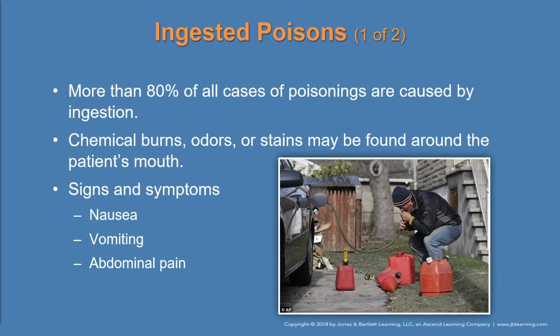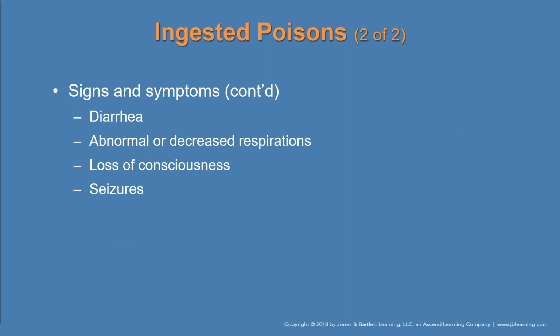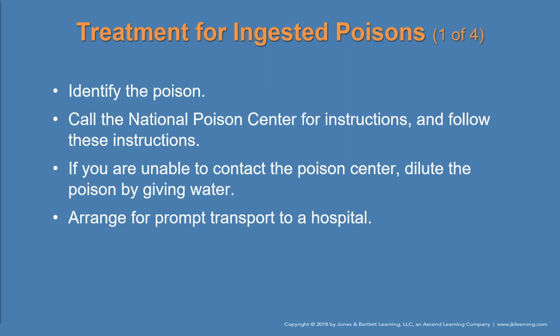So talking about ingested poisons, this constitutes more than 80% of all cases. A lot of these people are kids. Chemical burns, odors, stains are often found around the patient's mouth. And so with this, we're going to see nausea, vomiting, and abdominal pain because that's where we put the poison, into the digestive tract. We also, if it gets far enough, we also may see diarrhea. If it gets absorbed into the system, we'll see changes in their breathing, loss of consciousness, and potentially seizures.